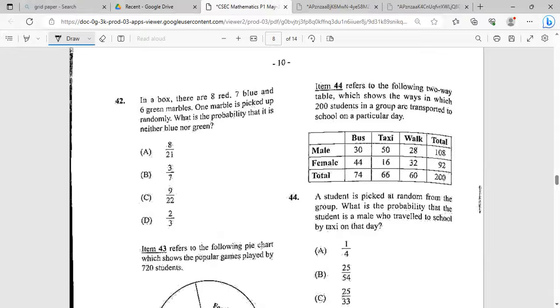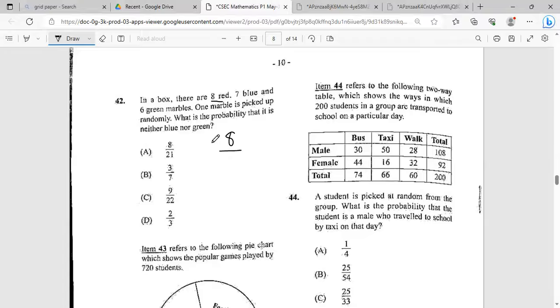It's a probability, right? It says in a box there are 8 red marbles, 7 blue marbles, and 6 green marbles. 1 marble is picked up randomly. What is the probability that it is neither a blue nor a green? If it's neither a blue nor a green, it automatically has to be a red. Correct? So no matter how you look at it, it has to be a red. If it's not going to be a blue, it's not going to be a green, it has to be a red. So that's why I say it's 8.